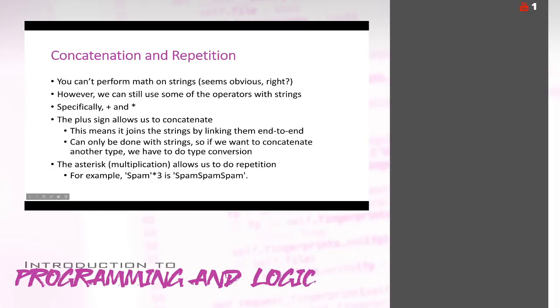But this just allows us to take different strings, different sentences, different bits of words, and put them together. The asterisk or multiplication symbol allows us to do repetition. For example, our example here is that we have spam asterisk 3. And that gives us an output of spam, spam, spam. So it prints it out 3 times in a row. So it saves us a little bit of work.